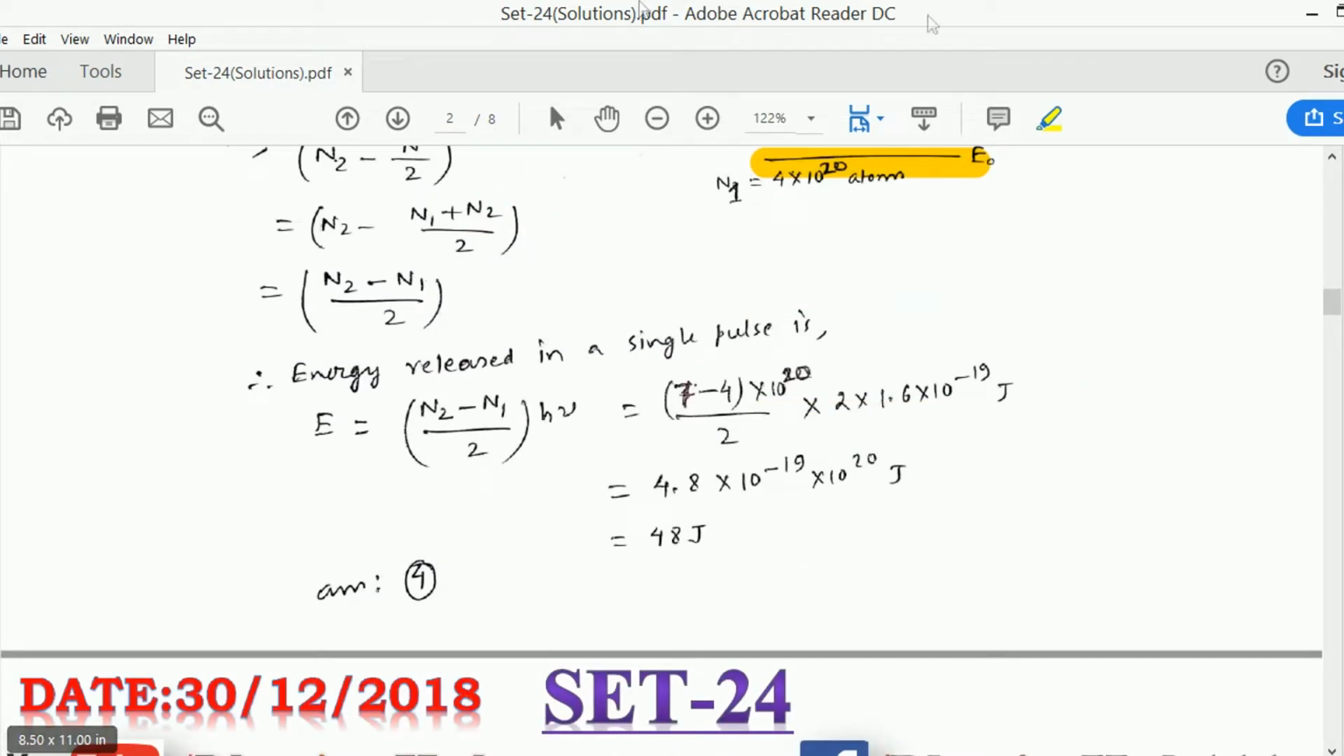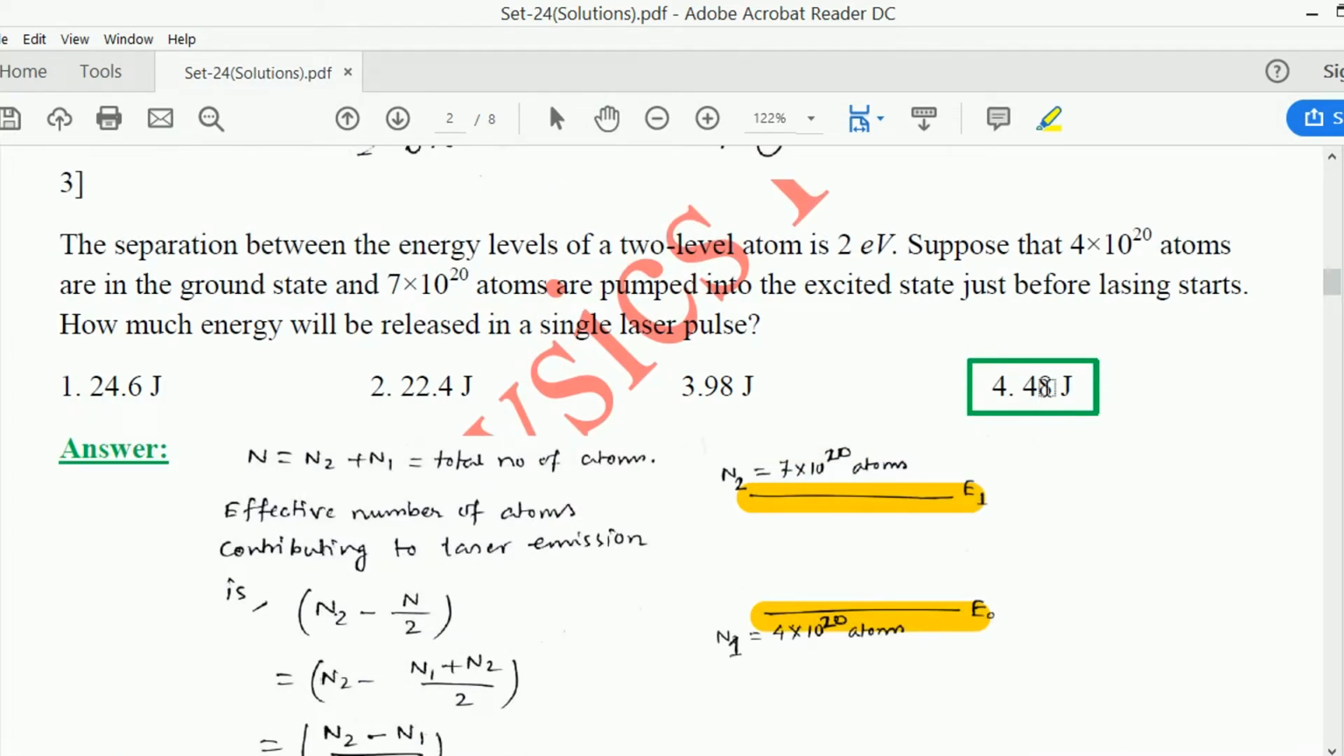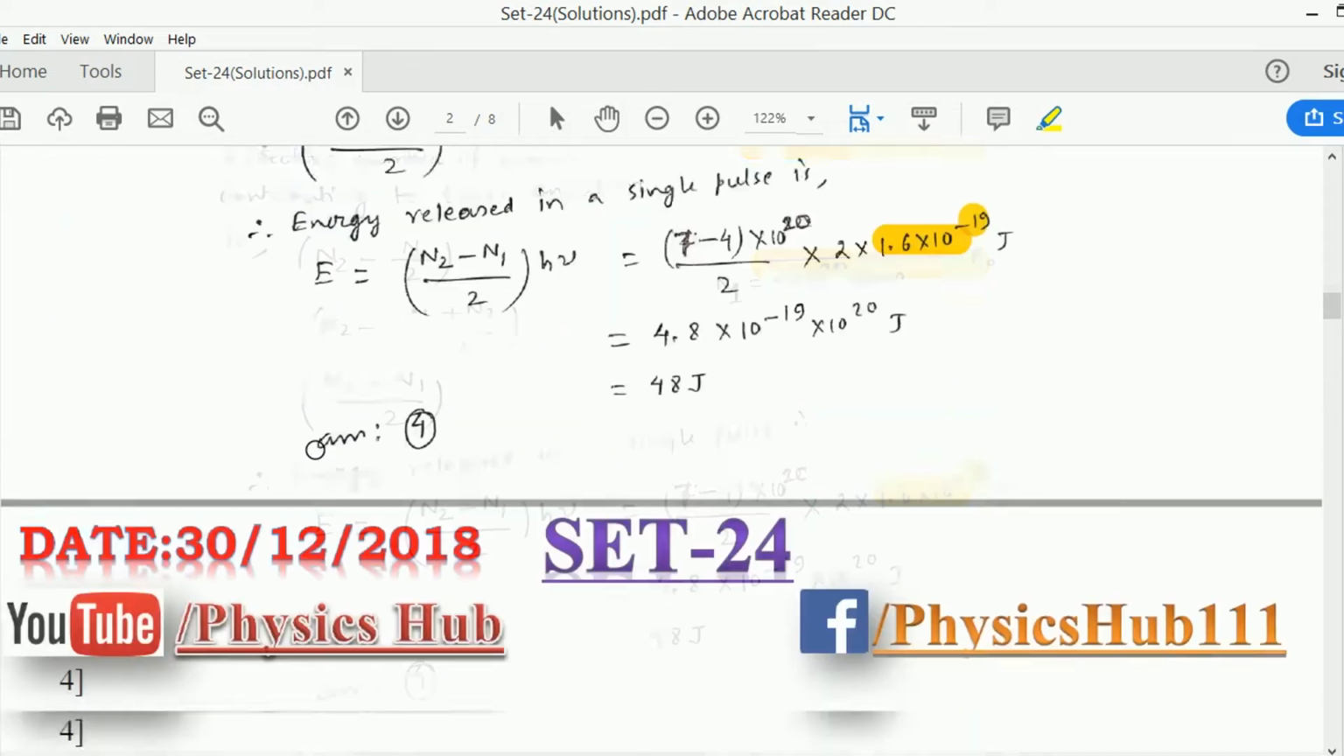So we can easily convert it into joule by multiplying it with the electronic charge, 1.6 into 10 to the power minus 19. Therefore we will get the energy released in a single pulse to be 48 joule, and it is matching with option 4. So option 4 is the correct option.